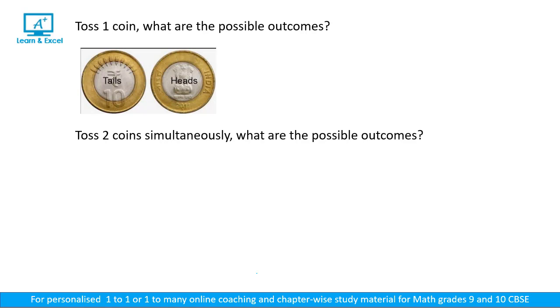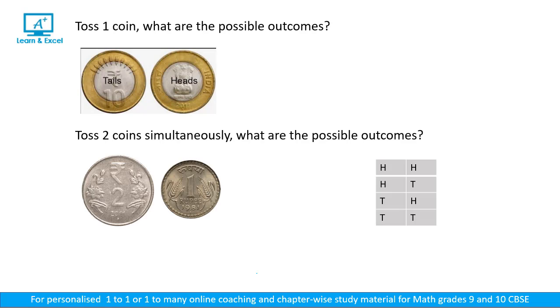Now if we have two coins and we toss them simultaneously, what are the possible outcomes we can get? We can get either head on both the coins or we can get tail on both the coins. We can get head on the first coin, tail on the other, or we can get tail on the first coin and head on the other. So we have two coins and each coin will have the possible outcomes of head or tail. So therefore the total number of outcomes is 4.